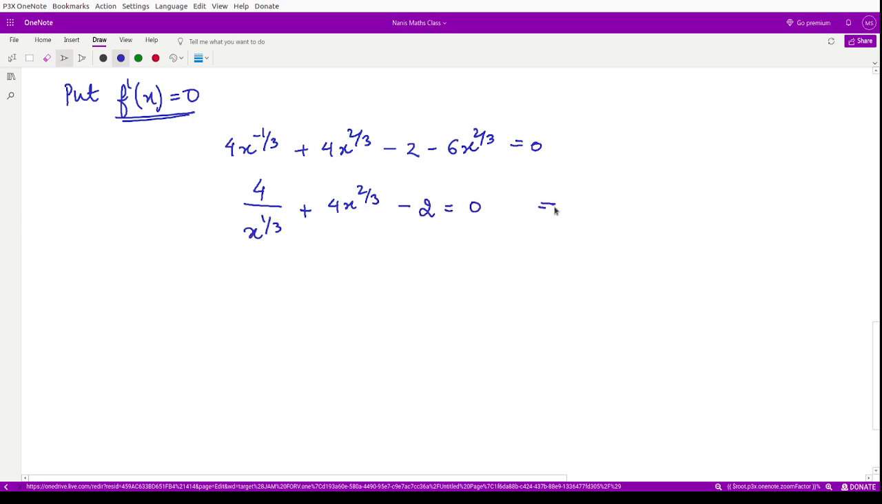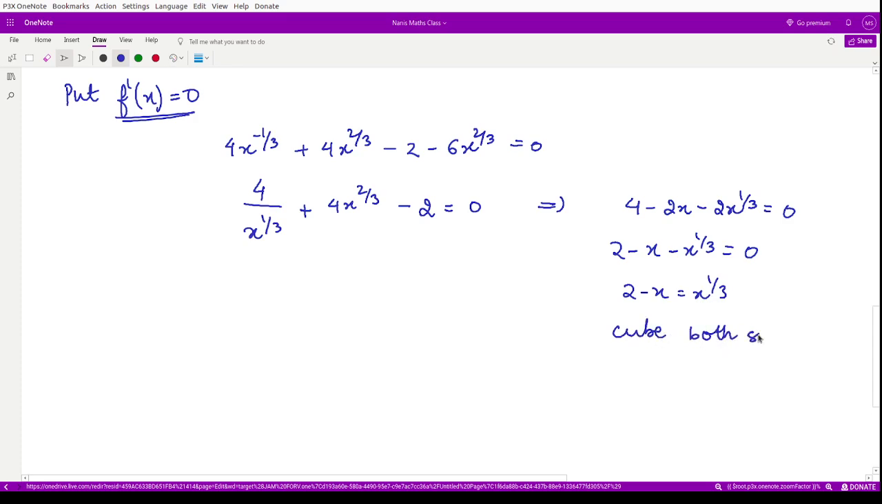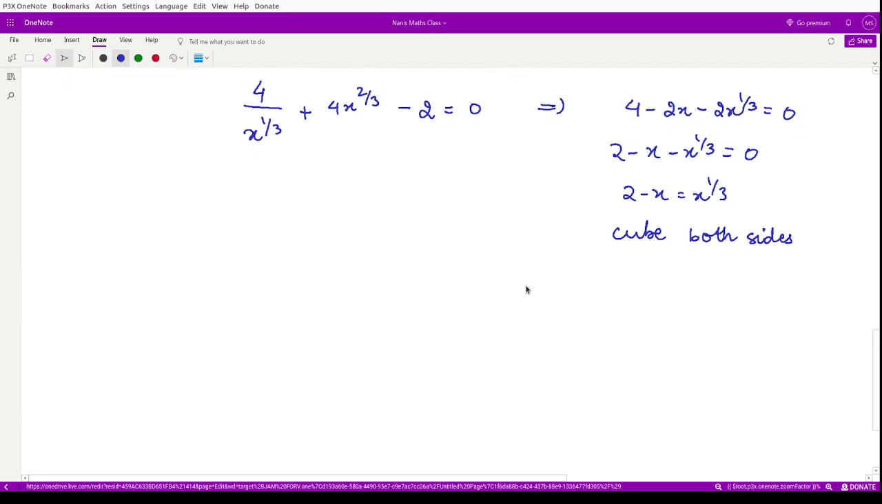So you obtain from here 4 minus 2x minus 2x to the power 1 by 3 is equal to 0, or you have 2 minus x to the power 1 by 3 is equal to 0, or you have x to the power 1 by 3. Now what you could do, you could cube both sides in order to get rid of this fractional power, right, the radical. So you would have 2 minus x to the power 3 is equal to x.